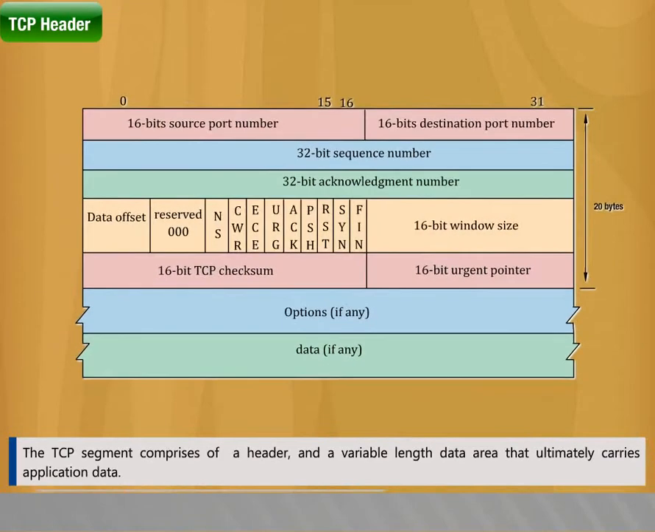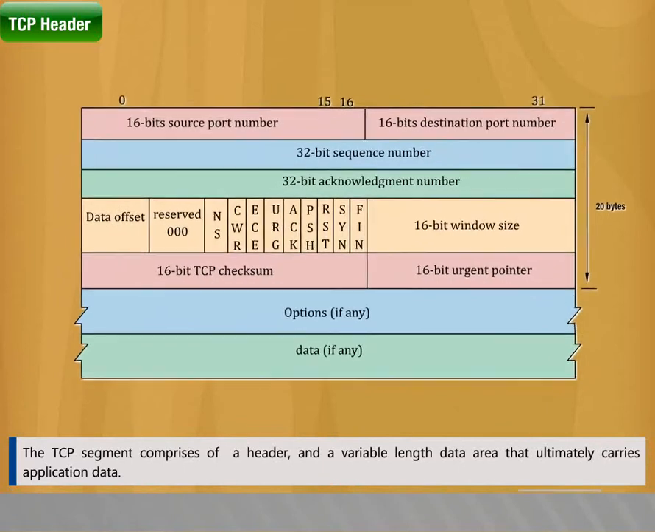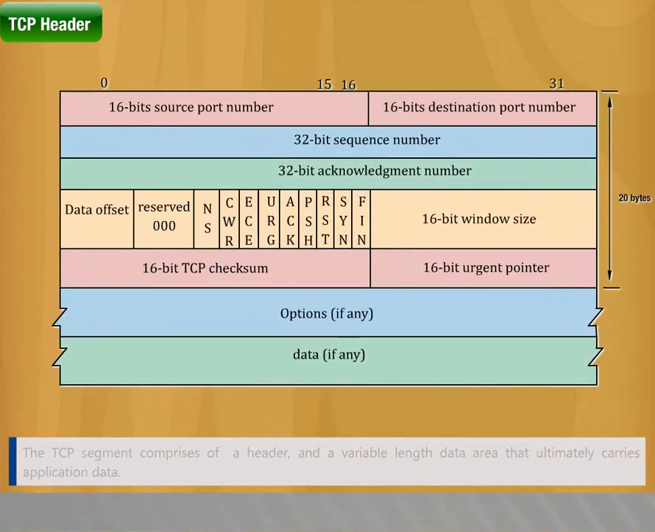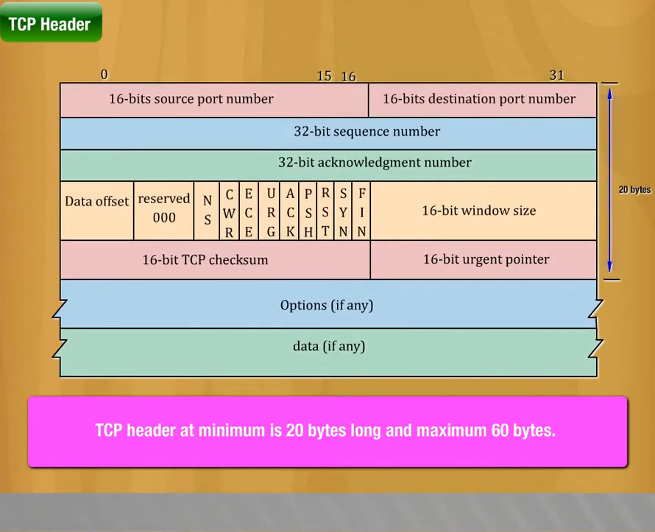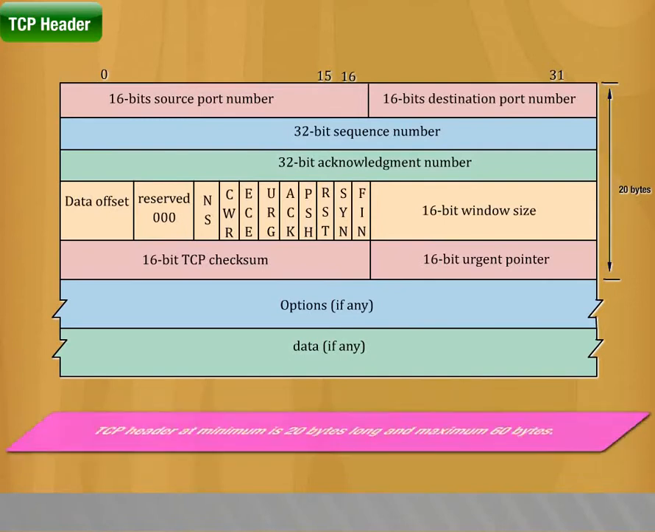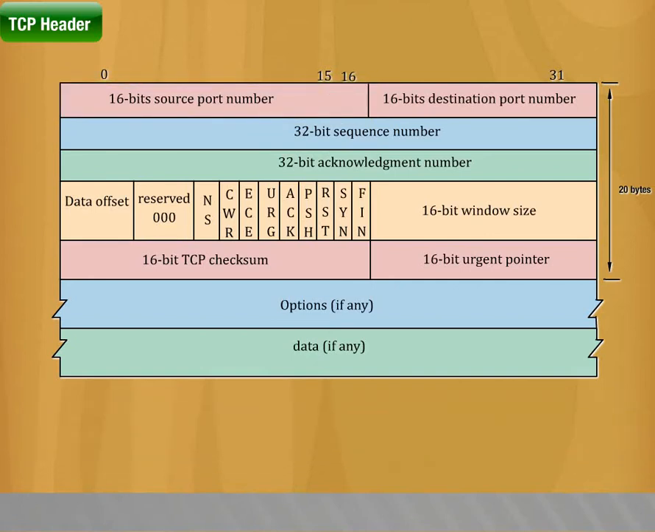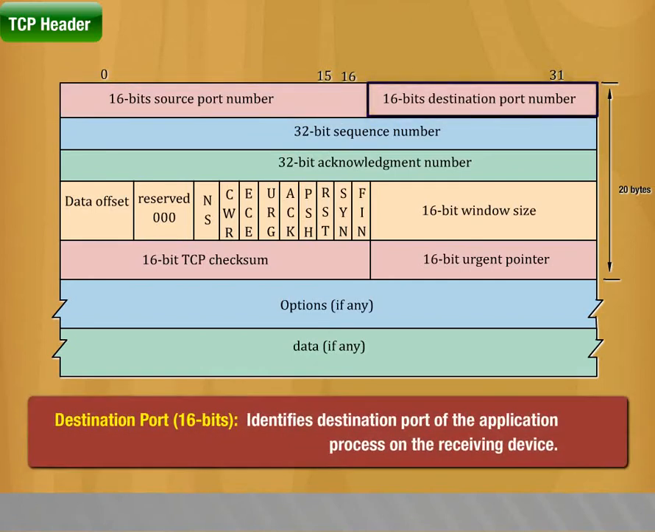TCP header. The TCP segment comprises a header and a variable length data area that ultimately carries application data. The TCP header at minimum is 20 bytes long and maximum 60 bytes. Source port, 16 bits, identifies the source port of the application process on the sending device. Destination port, 16 bits, identifies the destination port of the application process on the receiving device.